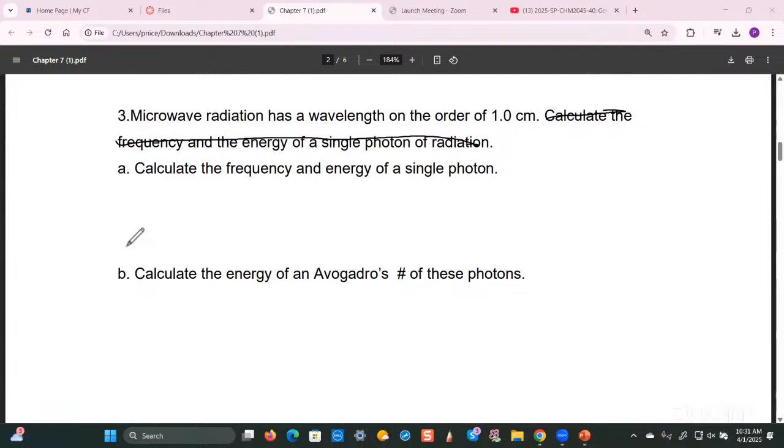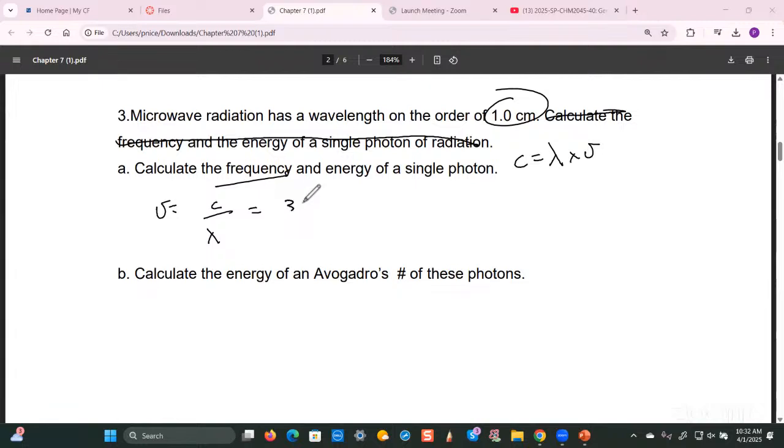Okay, so based on what we have done so far, let's hear what you have to say about this one. Let's focus on the frequency first. They gave you the wavelength, right? So how do you calculate the frequency based on the wavelength? What equation would you use? C is equal to lambda times nu, right? Wavelength times frequency. Okay, so the frequency would be equal to C over lambda, right?